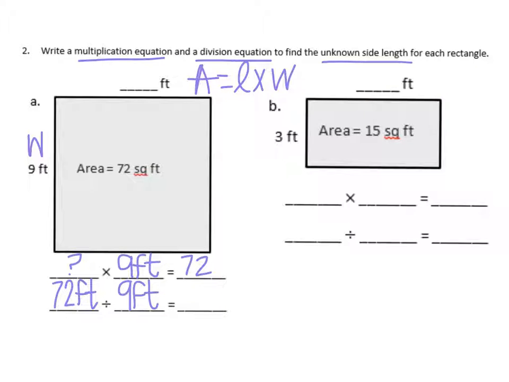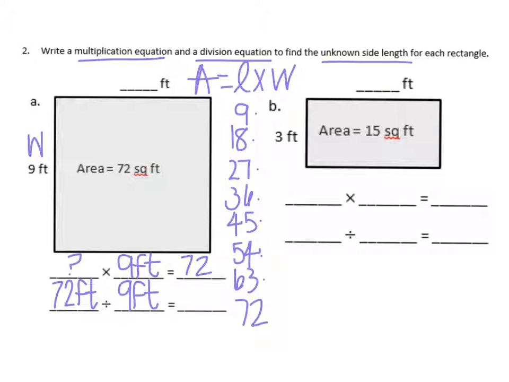So what is 72 divided by 9? Write your 9s down to figure out and solve for the missing side length. Pause the video while you work and replay when you are ready or if you get stuck. So here are my 9s. I needed to count 1, 2, 3, 4, 5, 6, 7, 8 times in order to get the 72. So that means my missing side length is 8 feet.